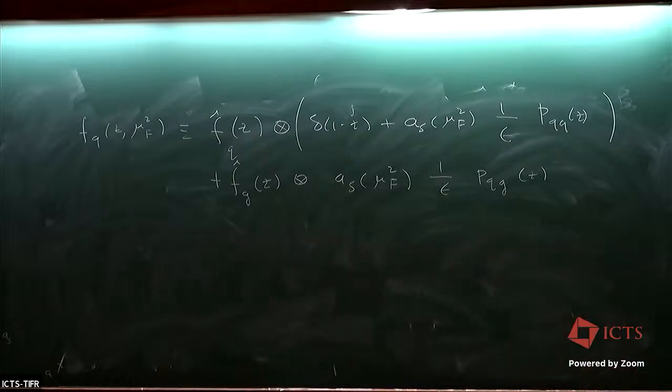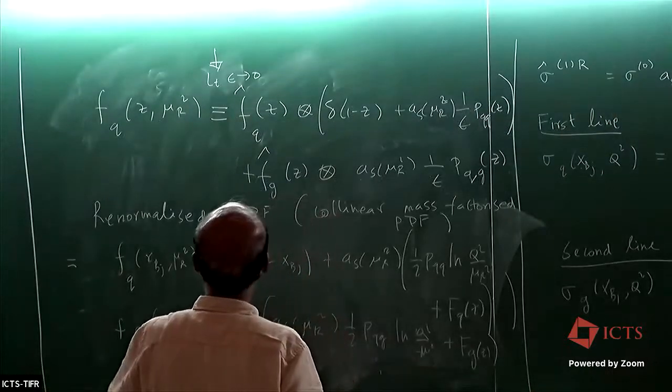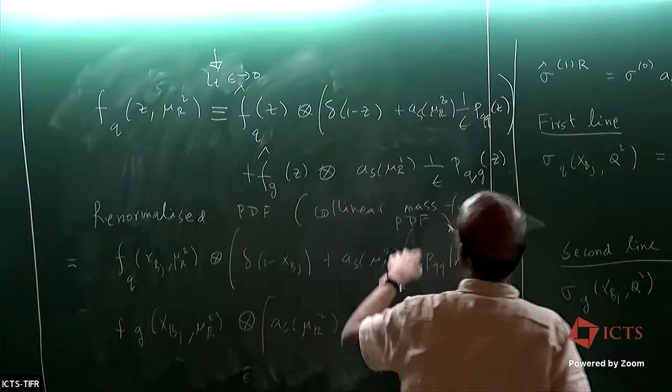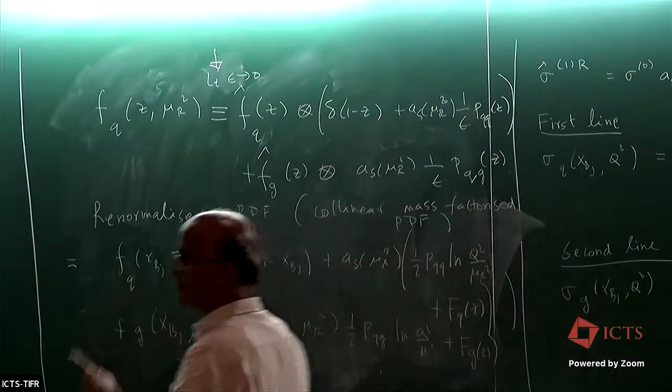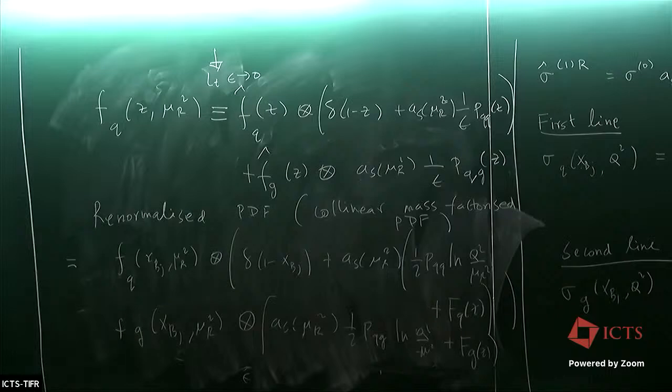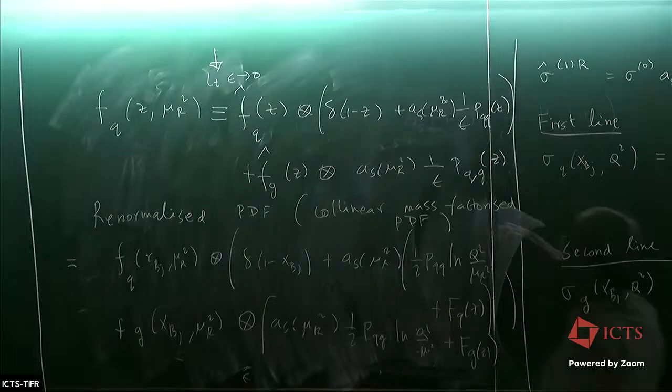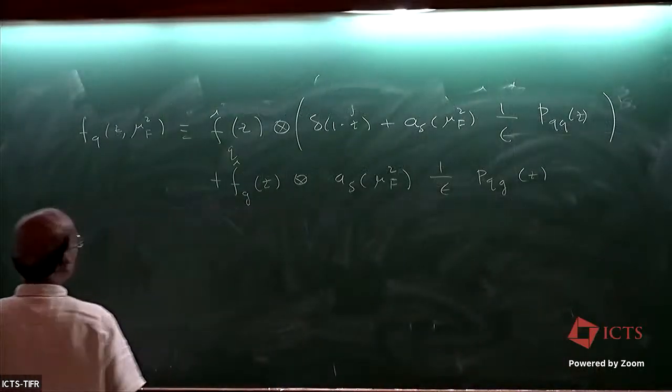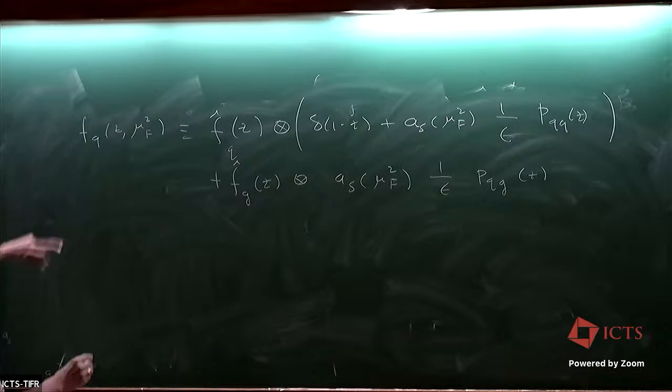It contains 1 by epsilon times some quantity. Okay, there is also, where is that actually? Yeah, PQQ, this quantity. I have rewritten everything, but the only difference that I have put is actually this mu r, because I don't need to have the same scale to renormalize. I've done this correctly. Okay, and let's see what happens.